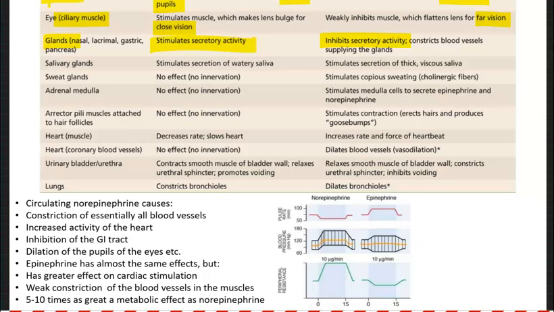Salivary glands, okay. Salivary glands, yes. Sweat glands, the only thing that you need to know: look at this. Sweat glands are stimulated exclusively by the sympathetic system. Okay? Adrenal medulla. Parasympathetic has no effect. Sympathetic stimulates the secretion of epinephrine and norepinephrine in the blood.